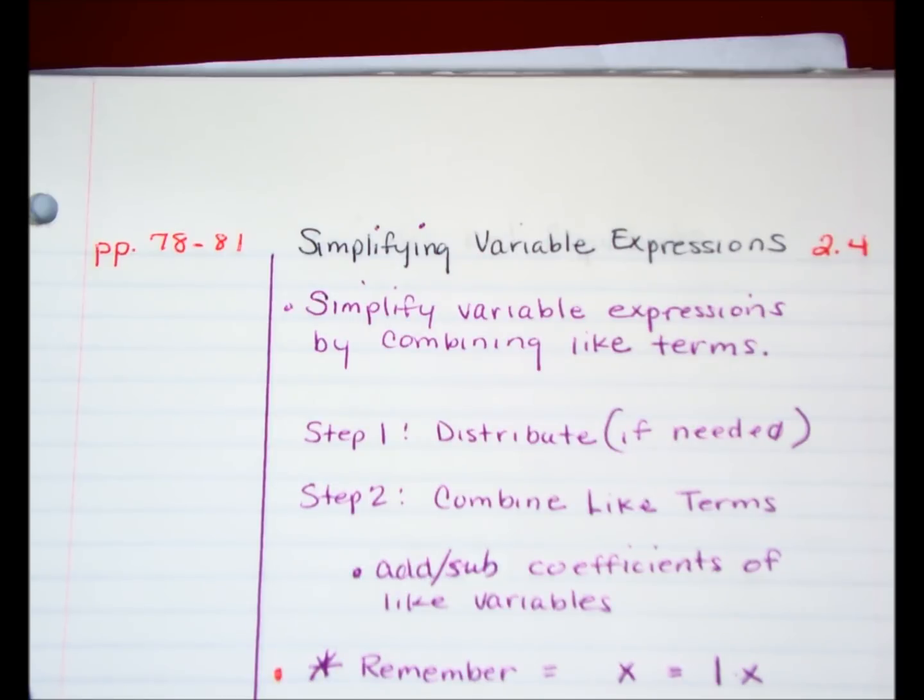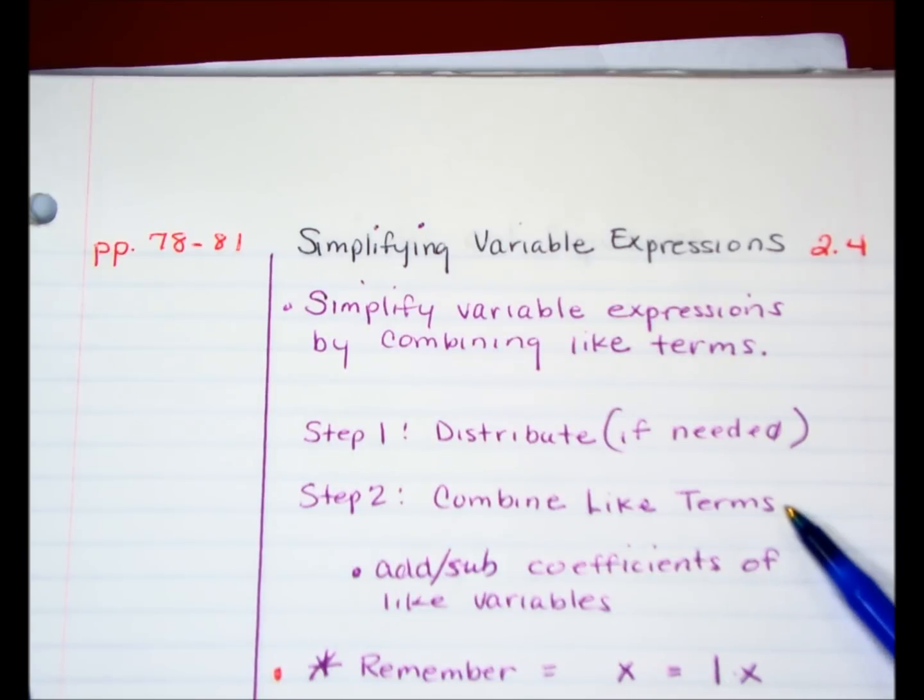Step one is to use the distributive property if you need it. There is not always a distributive property in the expression, but if there is, it's the first thing you should do. The second thing you should do is combine like terms. Well, how do you do that? Remember that like terms have the same variables and the same exponents. If it's one with variables, then you combine them by adding or subtracting the coefficients of the like variables.